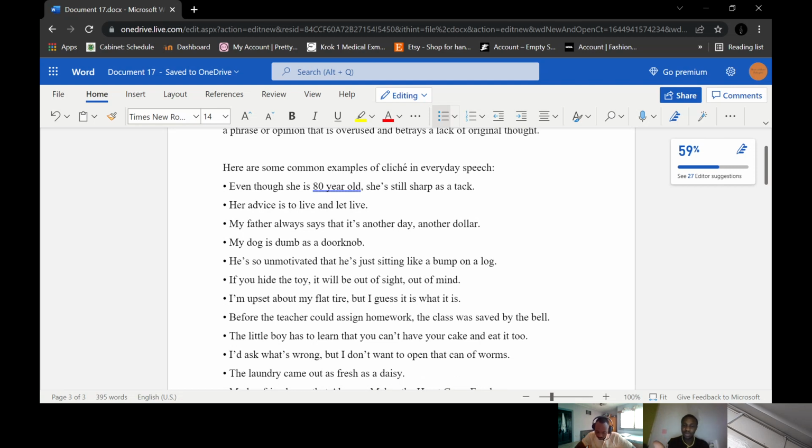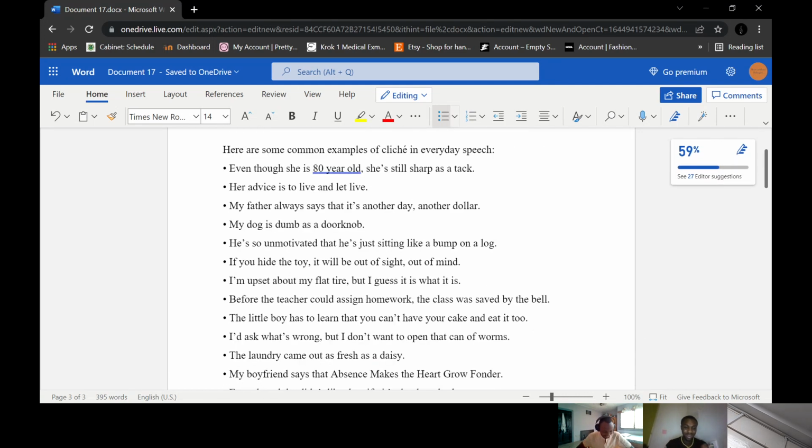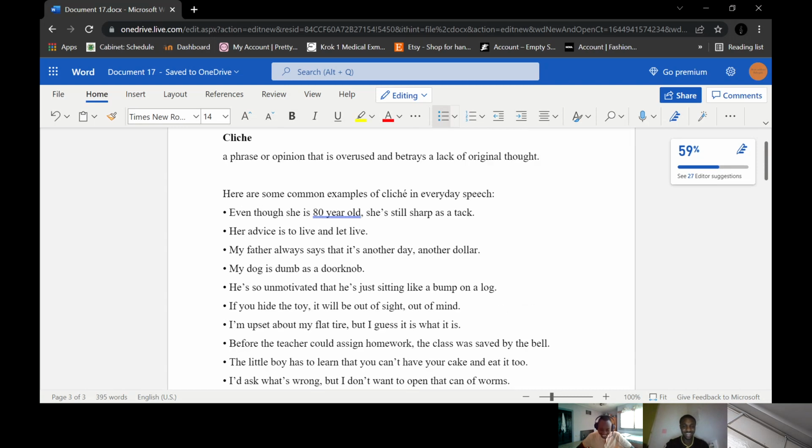One of the examples I made with the cliches was: even though she's 80 years old, she's still sharp as a tack. Sharp as a tack means she still thinks like someone who's young. Her mind still works like a young person. The second one is: her advice is to live and let live. If I explain all of them, it's going to take much time, so probably I'll just write the meanings on the examples and send them.